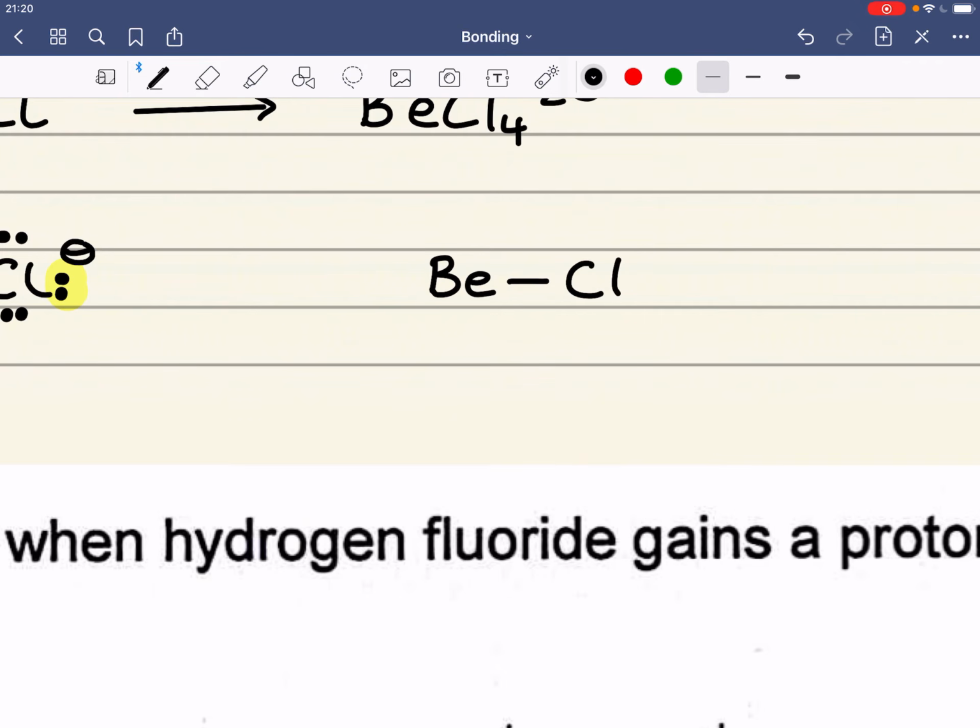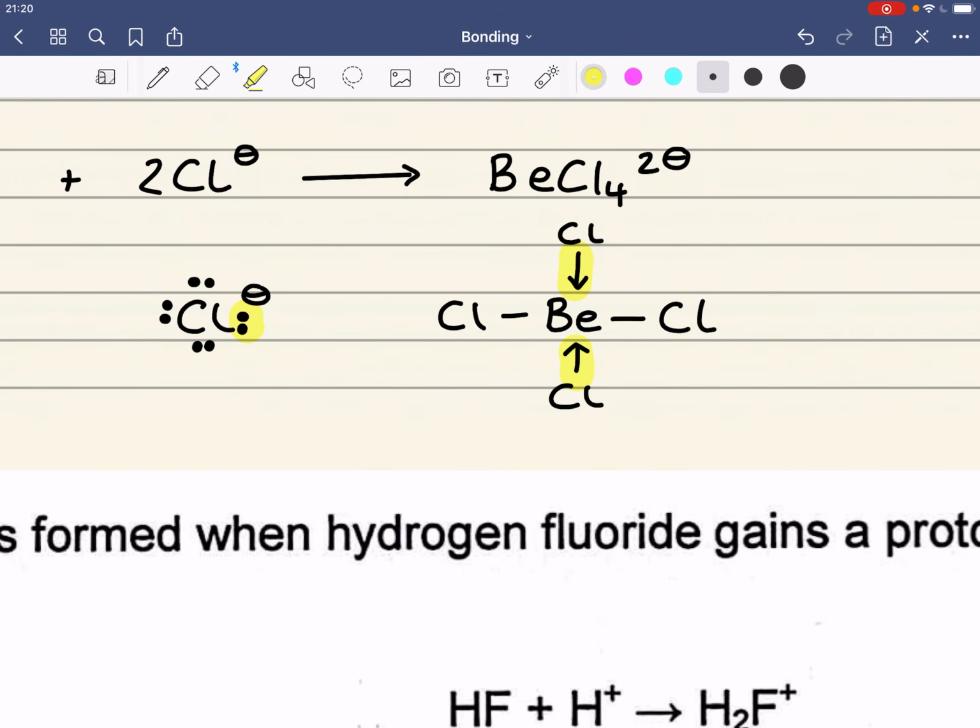So we've still got my normal covalent bonds being formed the usual way, and now we're going to have these dative bonds being formed here. So the chloride ions have donated one of their lone pairs to the BeCl2, and again, it's good practice usually to put a 2- charge on the outside of this bracket.